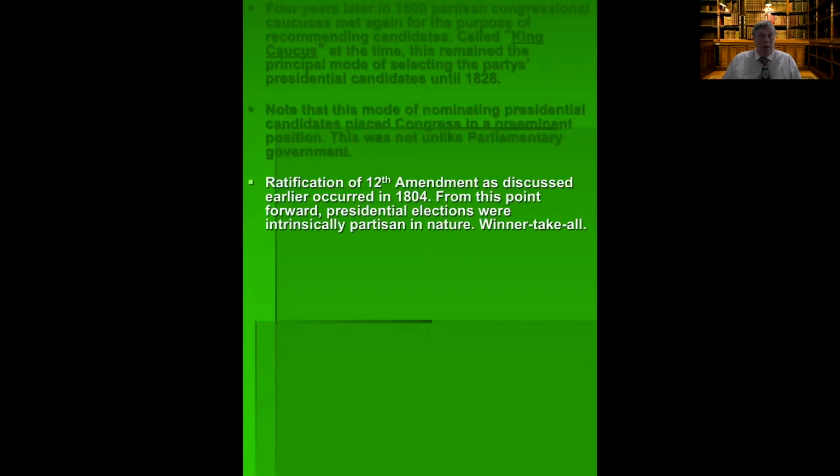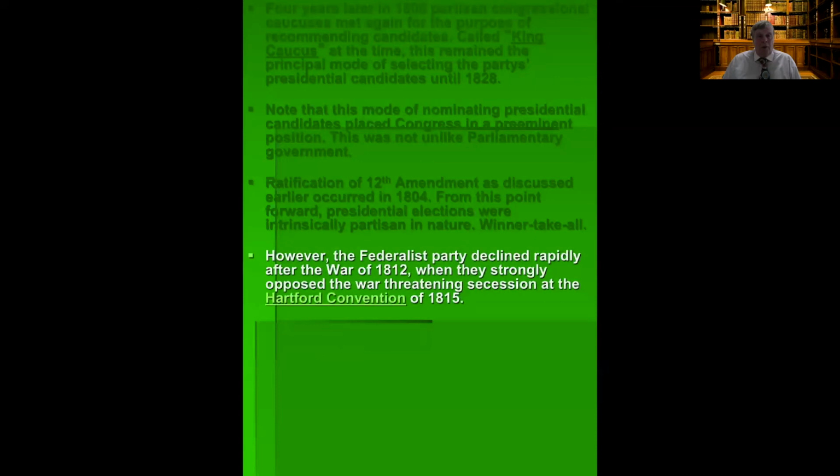Ratification of the 12th Amendment, as we talked about earlier, occurred in 1804. From that point forward, presidential elections were intrinsically partisan in nature and very quickly became winner-take-all contests. However, the Federalist Party declined quite rapidly after the War of 1812, when they strongly opposed the war, even threatening secession at the Hartford Convention of 1815.